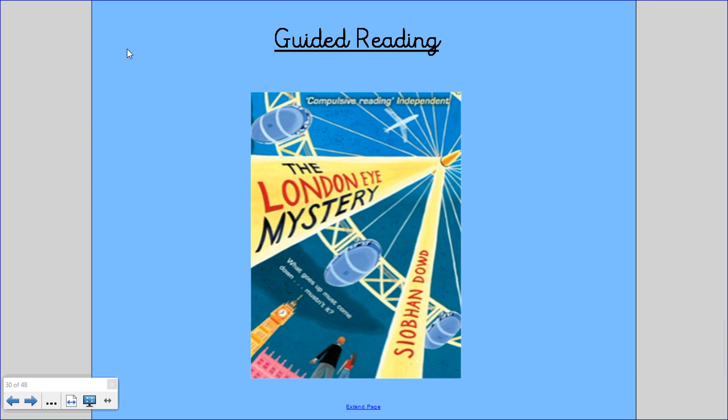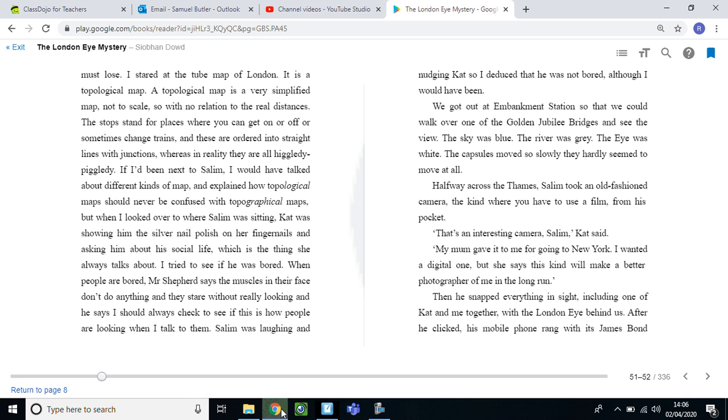Good morning, Year 6. Today's guided reading is going to come from a section of the text that we've previously read as a daily read. We're going to have a really detailed look at that piece of the text, and you're going to answer some comprehension questions on that.